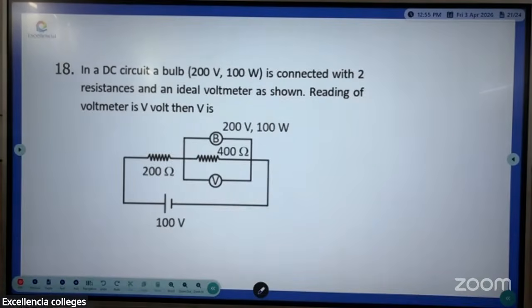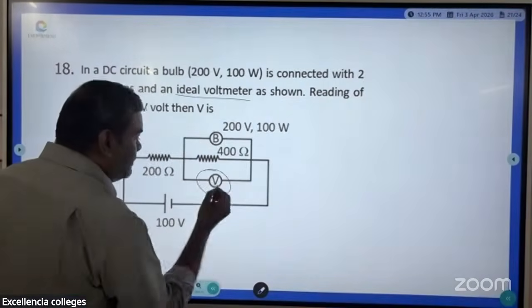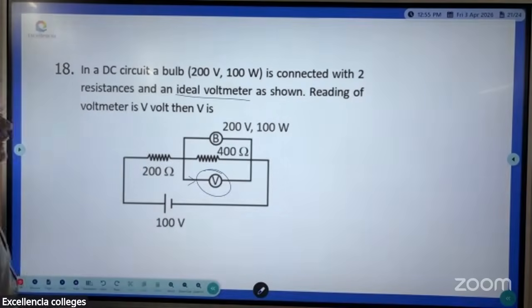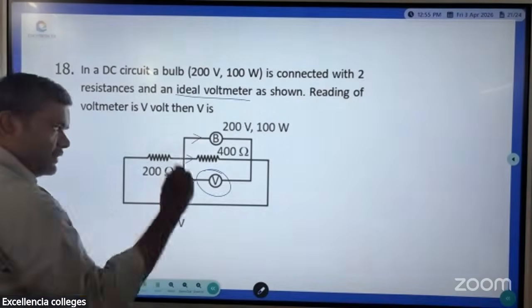Okay. In a DC circuit, a bulb of 200 volt and 100 watt is connected with two resistors and an ideal voltmeter as shown. The reading of the voltmeter is V volt. This ideal voltmeter is given. Ideal voltmeter means no current is allowed through it, so current will flow here and here.